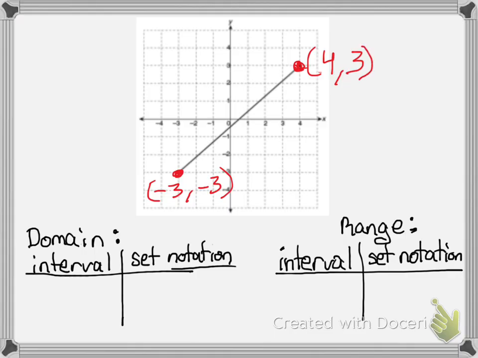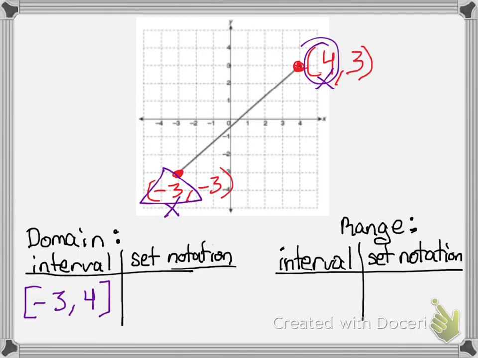To write in interval notation for the domain, remember, focusing on the x values. So I'm going to label my x value of each ordered pair. Then I'm going to ask myself, which one's the smallest? Yep, it is -3. Which one's the largest? You got it. It is 4. So my interval is going to go from -3 to 4. And as you can see, they were both closed circles. So I'm going to use a bracket.